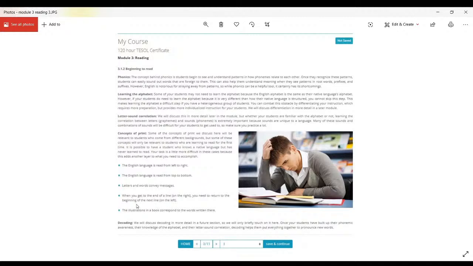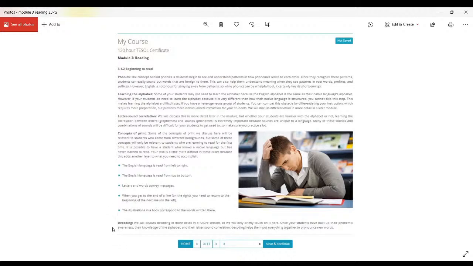Okay, next, the English language is read from top to bottom. That's the usual way for us, the normal way, no? Letters and words convey messages, of course. When you get to the end of a line on the right, you need to return to the beginning of the next line to the left. So always from left to right, okay? The illustrations in a book correspond to the words written there.